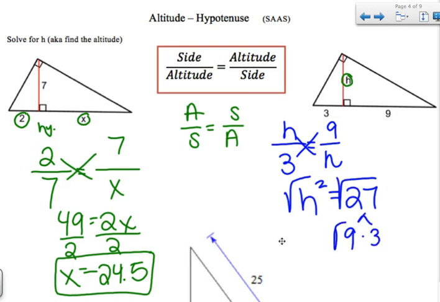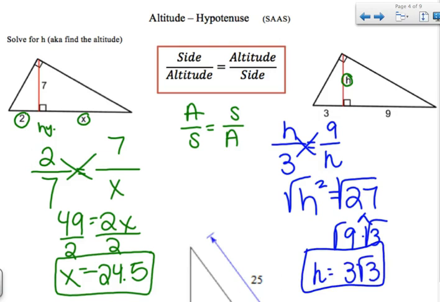27 is 9 times 3. 9 is a perfect square. So your answer would be 3 root 3 for h. Okay? Again, that's if they want simplest radical form, or you could put decimal if they didn't care.